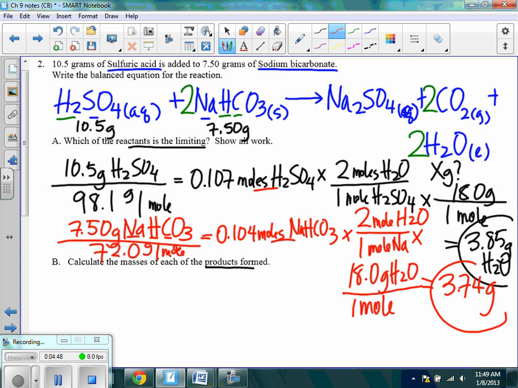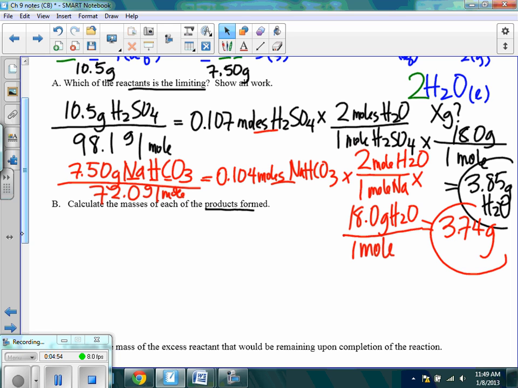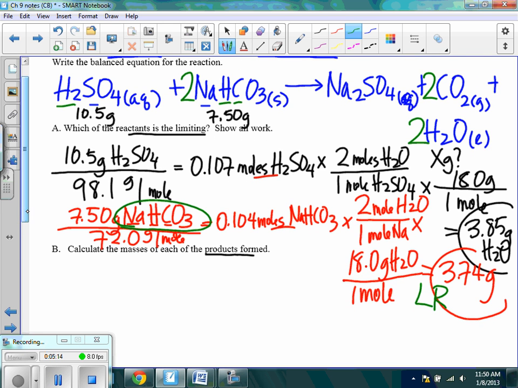So I'm going to look at both of these, and hopefully you're thinking to yourself, I'm looking for the smaller number. So my smaller number is 3.74 grams. That's going to make this my limiting reactant equation. So what is my limiting reactant? It is going to be my sodium hydrogen carbonate. That's my limiting reactant. Now it says to calculate the masses of each of the products. Well, I already have the mass of my water because I calculated 3.74 grams. So this is 3.74 grams of this.